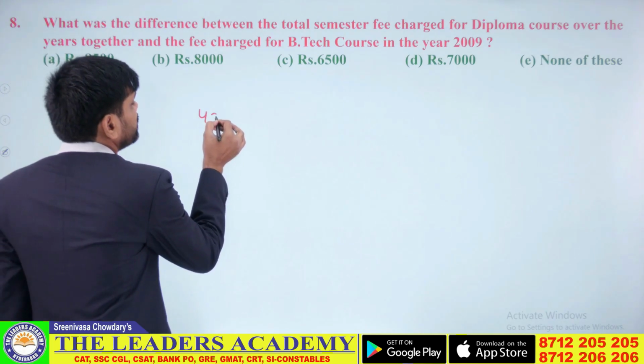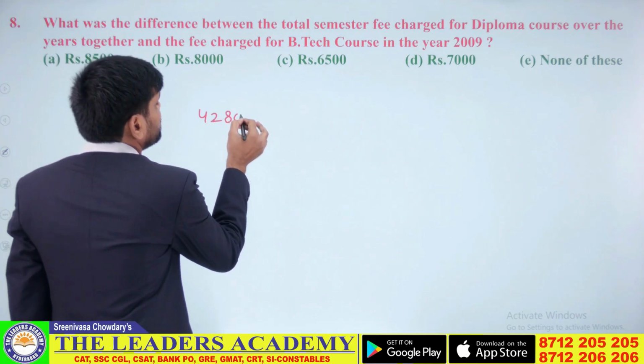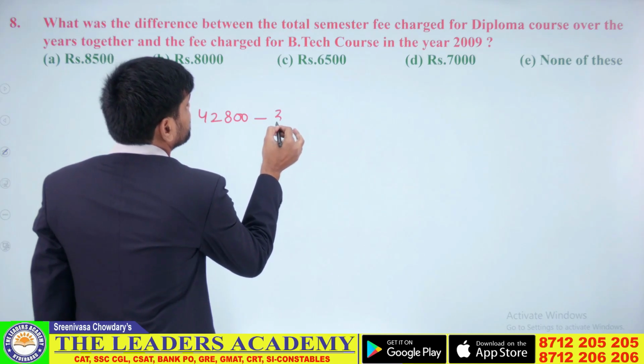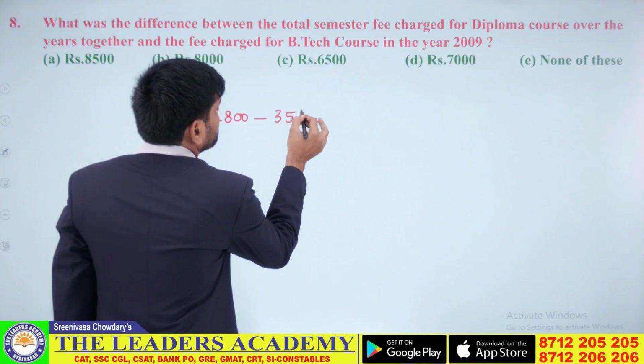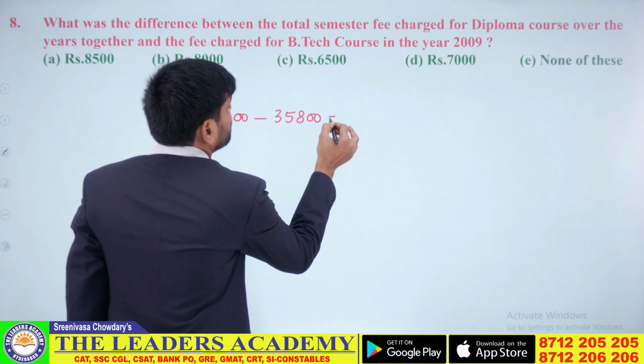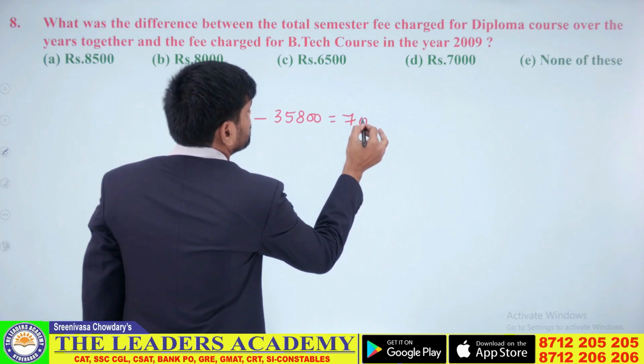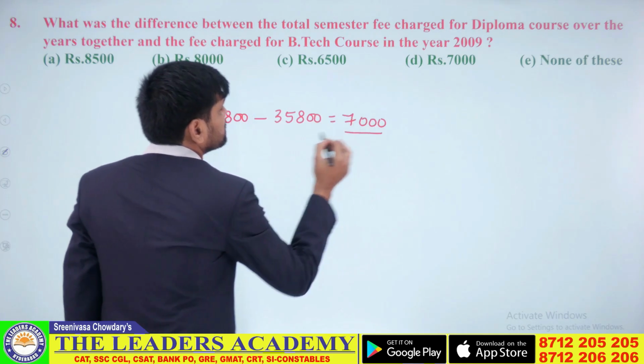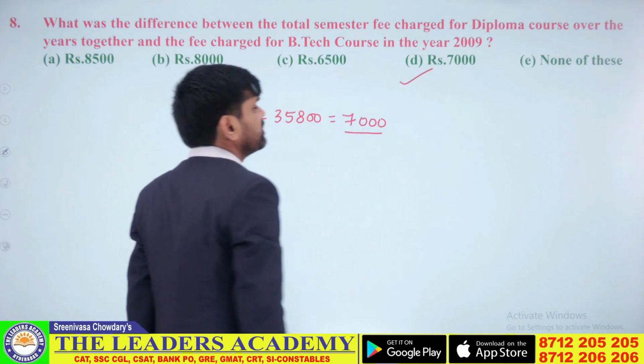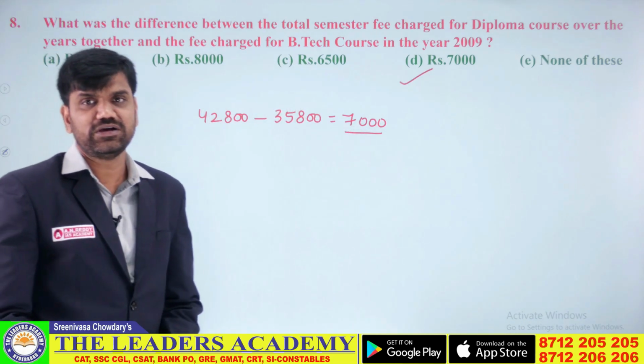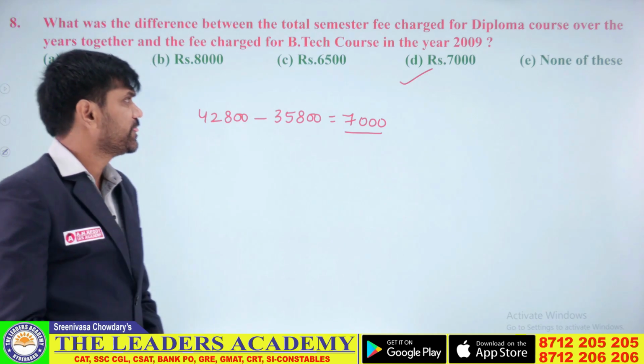42,800 minus 35,800. Hence the difference will be equal to how much? 7,000. Hence your answer has to be what? Option D. Right dear.